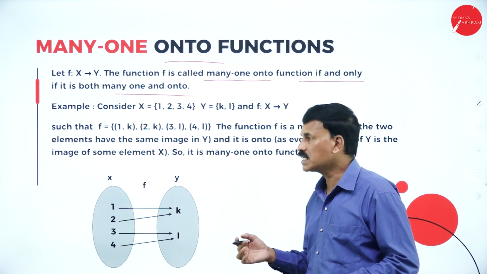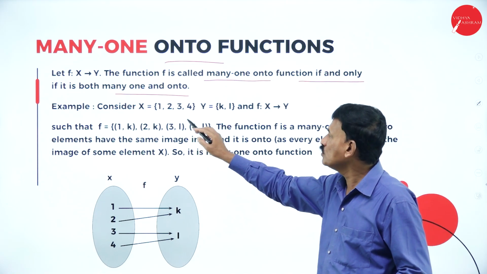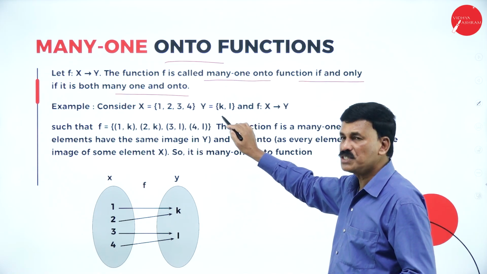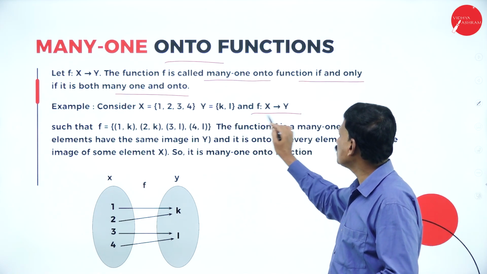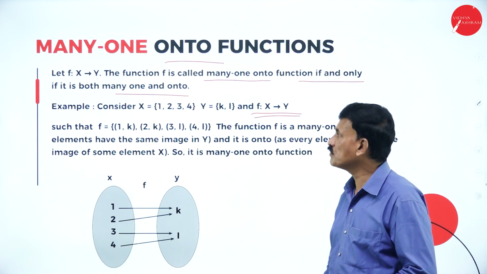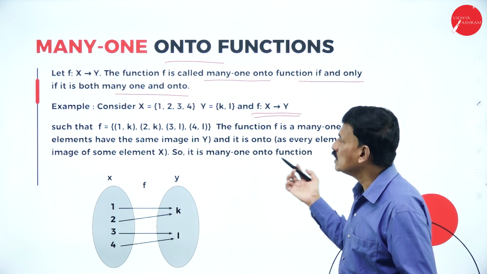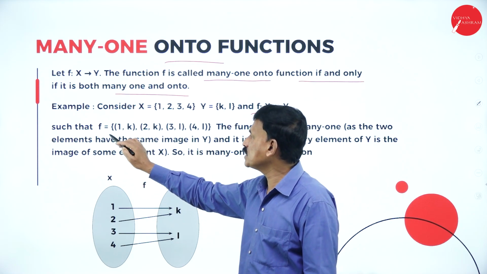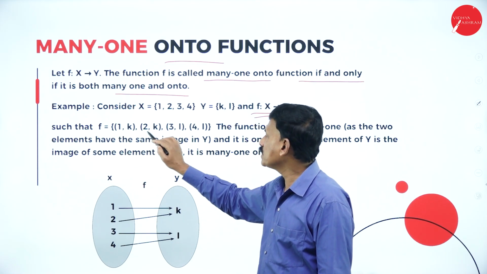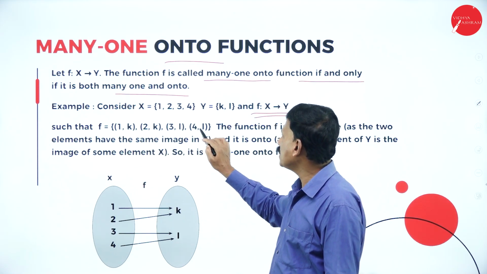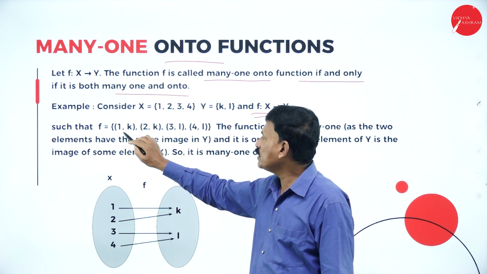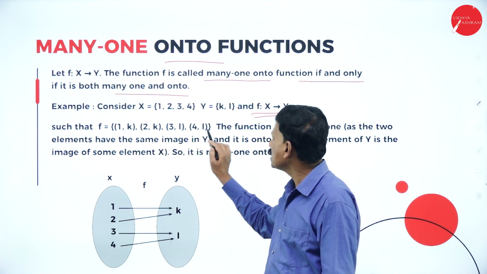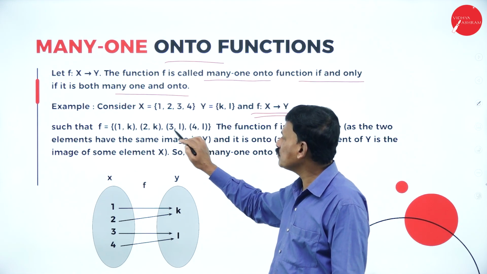Now let us consider an example. If X is equal to {1, 2, 3, 4} and Y is equal to {k, l}, check whether the function f from X to Y is many-one and onto. Now let us define the function f as {(1, k), (2, k), (3, l), (4, l)}. See here, the element k has two images. Here also the element l has two images.